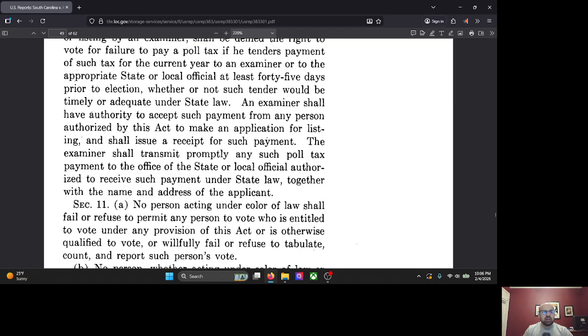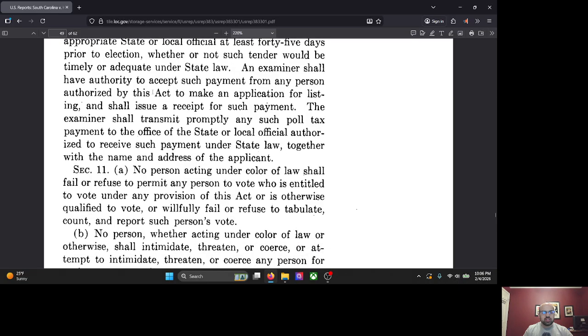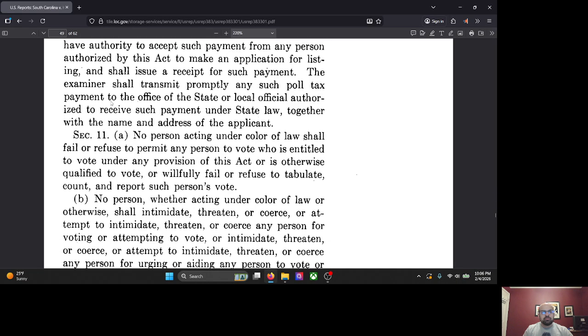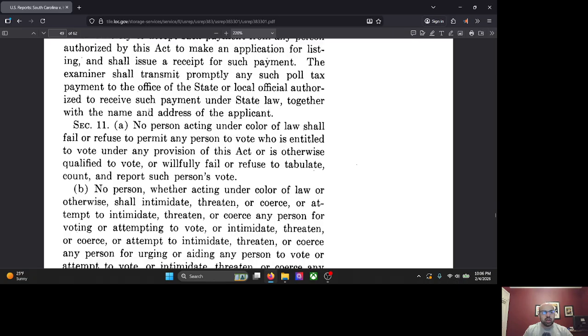An examiner shall have authority to accept such payment from any person authorized by this act to make an application for listing, and shall issue a receipt for such payment. The examiner shall transmit promptly any such poll tax payment to the office of the state or local official authorized to receive such payment under state law, together with the name and address of the applicant.